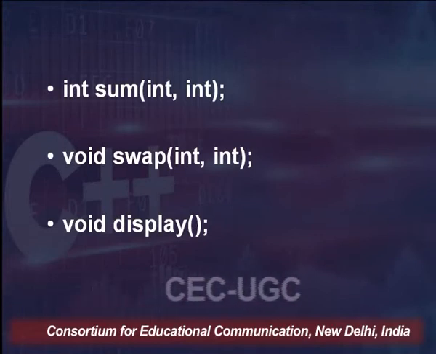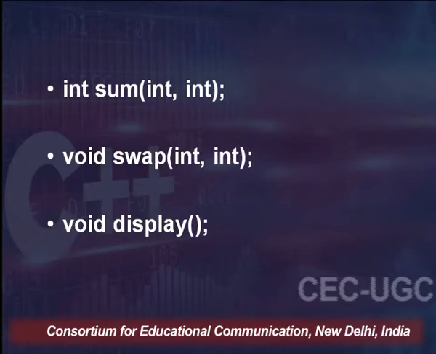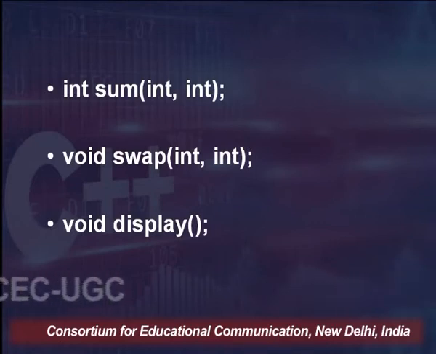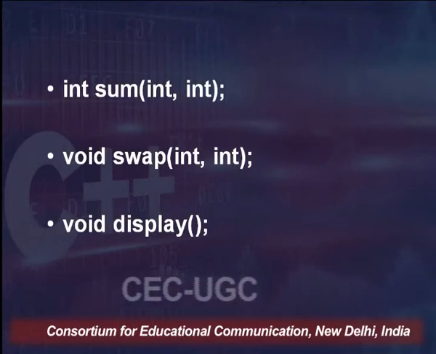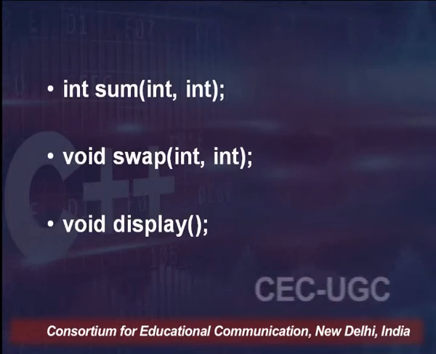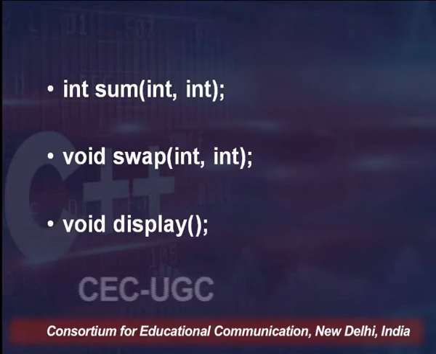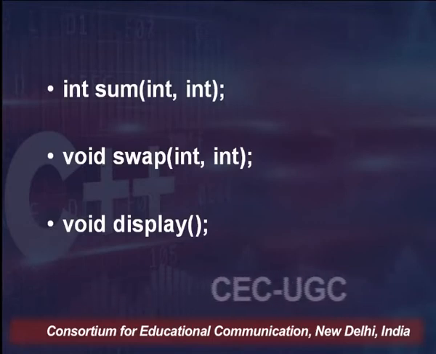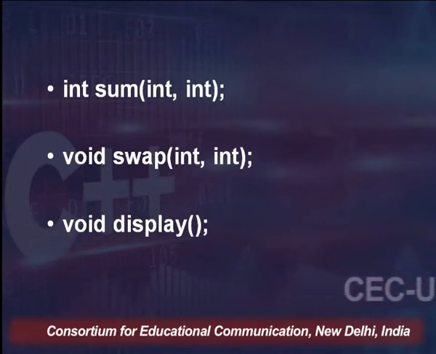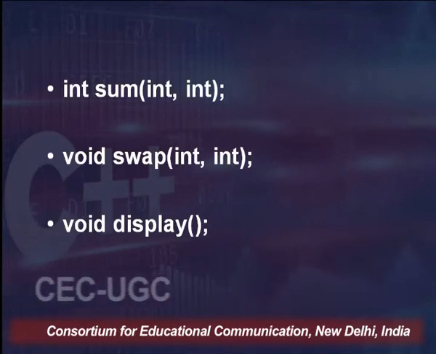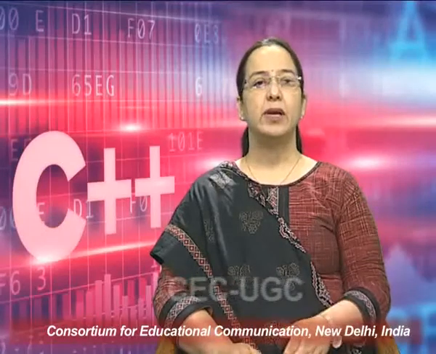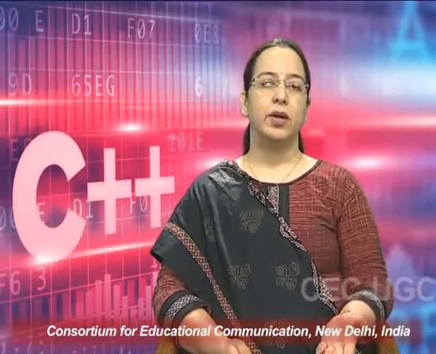Another example of function declaration is void swap(int, int). So 2 integer variables are being passed into the function named swap, and the return type is void. Or we can have void display(void). So void display says no integer, just void. That means neither is it returning anything nor is it accepting anything. So no parameter list, no return type.